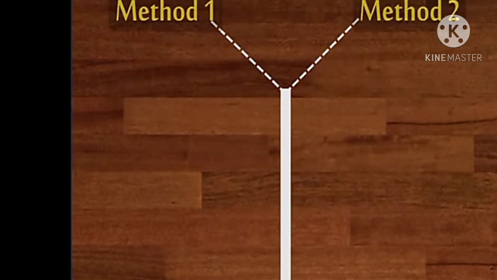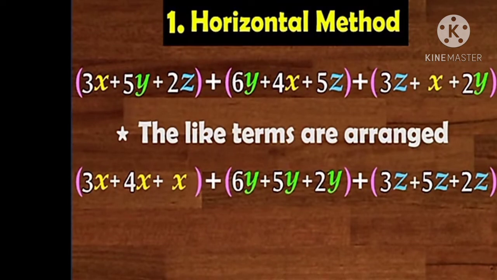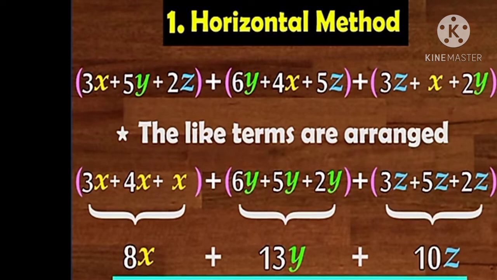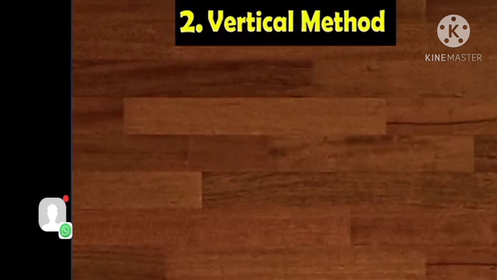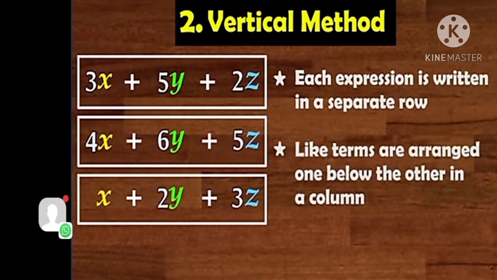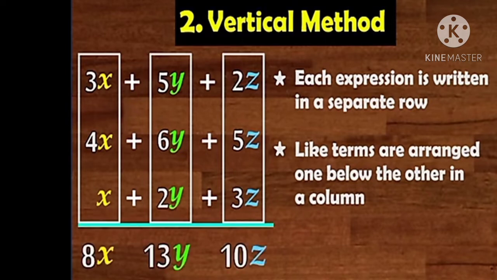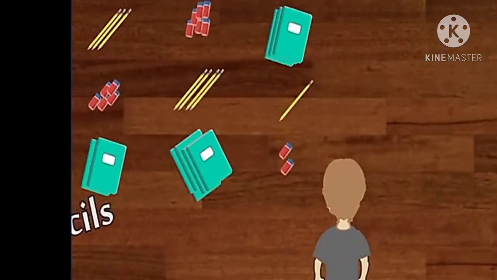So basically there are 2 methods of adding. Method 1 is the horizontal method and method 2 is the column method. In the horizontal method, the like terms are arranged horizontally and all the like terms are kept in a single bracket, and the addition is 8x plus 13y plus 10z. In the vertical method, each expression is written in a separate row and the like terms are kept in one column, and the addition again is 8x plus 13y plus 10z. But we will be adding from the right hand side. First we add the z column, then the y column and then the x column.